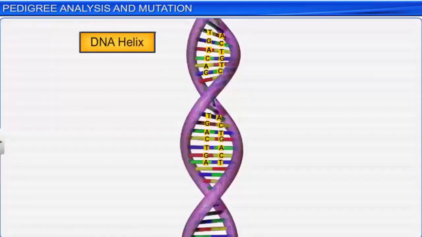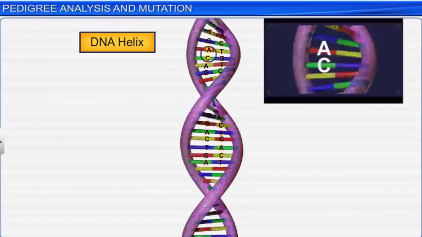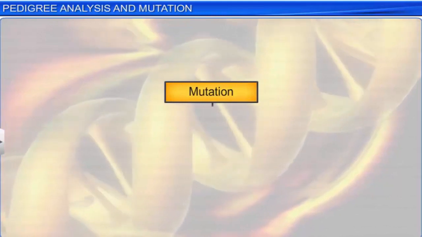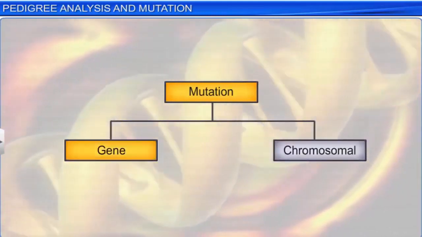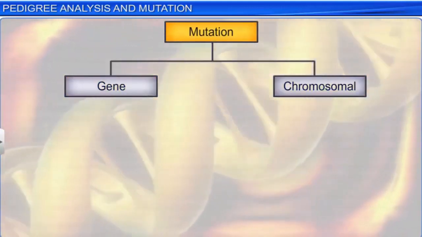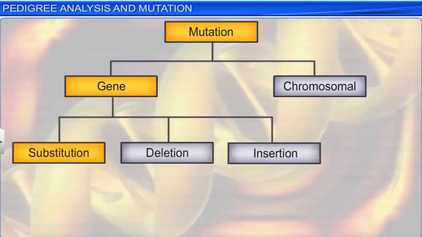However, on rare occasions, such as recombination and mutation, changes or alterations do occur in the genetic material, which alter the chromosome. Mutation in genetic material leads to changes in the genotype and phenotype of an organism. Mutations in the genetic material can be of two types: gene mutation and chromosomal mutation. Further, gene mutations can be of different types, such as substitution, deletion, and insertion.